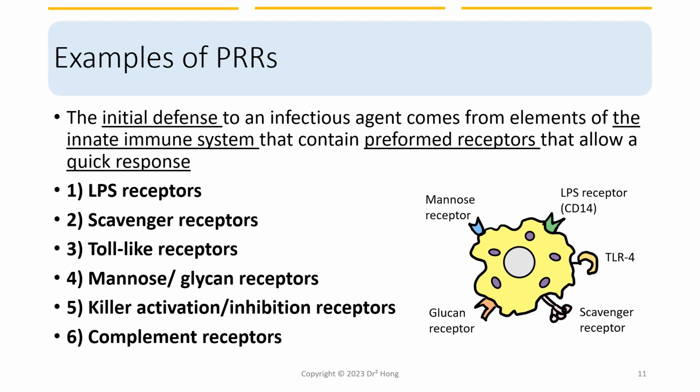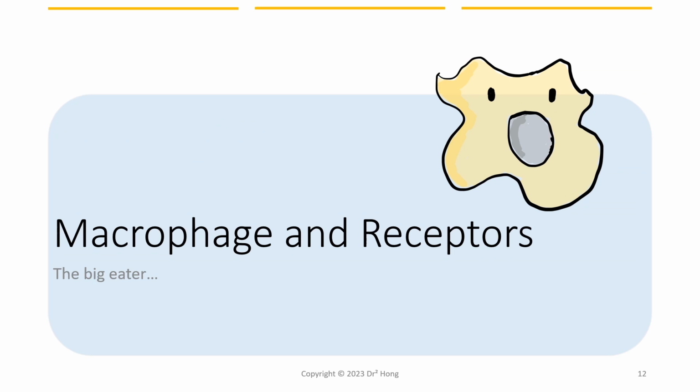Now, here are just some examples of the PRRs, such as LPS, lipopolysaccharide receptors, scavenger receptors, toll-like receptors, mannose glycan receptors, killer activation or inhibition receptors, and complement receptors. In terms of complement receptors, we will look at them in our next lecture when we focus on the complement system. Let's look at macrophages and their receptors.